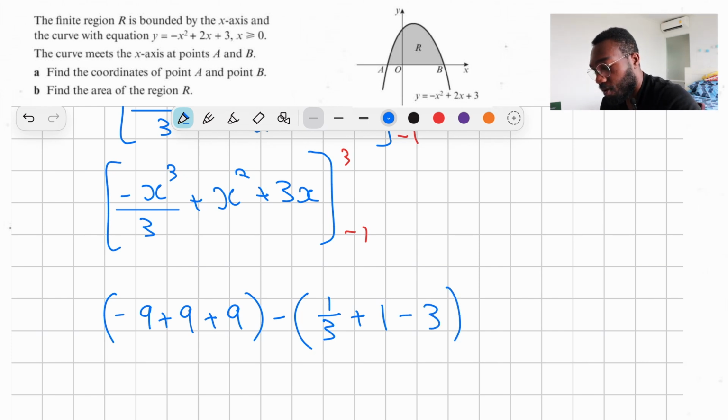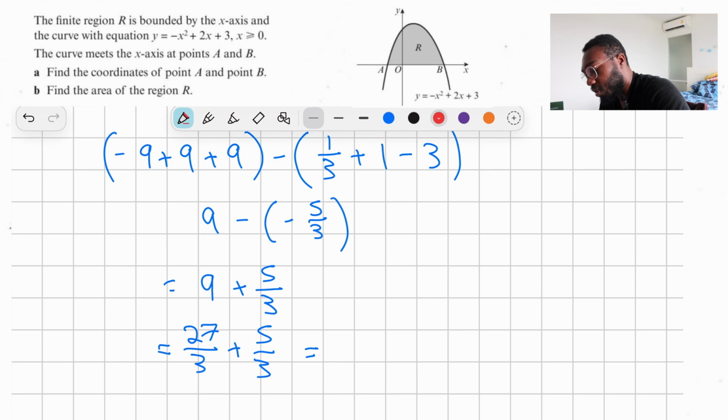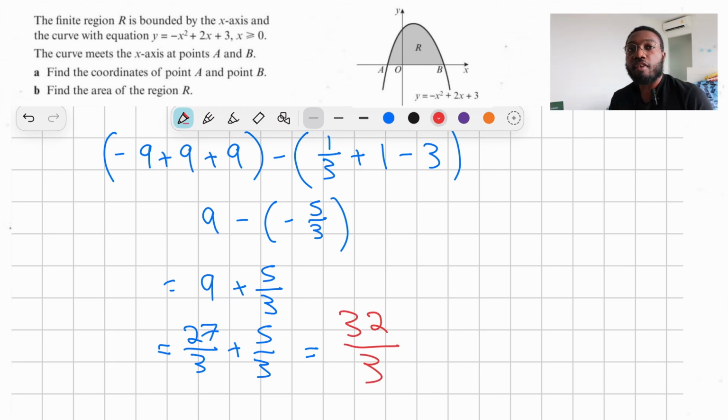And if you work all that out, what do we get? Well, we get 9 over here minus 1 over 3 minus 2. Working out 1 over 3 minus 2, you would get minus 5 over 3. So therefore, we just have 9 plus 5 over 3, which becomes 27 over 3 plus 5 over 3, which therefore equals 32 over 3.